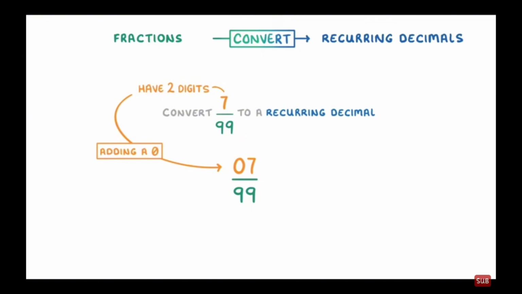Now, at first, this might look like it won't do anything. But actually, it means that in our recurring decimal, the 0 and the 7 are both going to recur. So our answer is 0.07 recurring, rather than just 0.7 recurring.